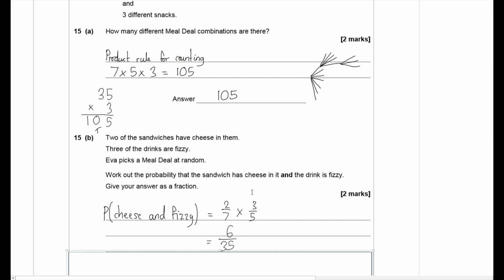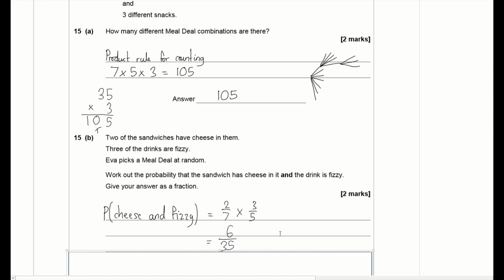Now, because you've got to pick a cheese sandwich and a fizzy drink, that has to come in succession. When you're dealing with probabilities in succession, you multiply them together. It's the same as considering going along the branches in a probability tree. As you progress across the branches, you must multiply by the associated probabilities on each branch. So we're just going to multiply 2/7 times 3/5. Remember, in multiplying fractions, multiply the 2 numerators together. 2 times 3 is 6. Multiply the 2 denominators together. 7 times 5 is 35. That can't be simplified anymore.